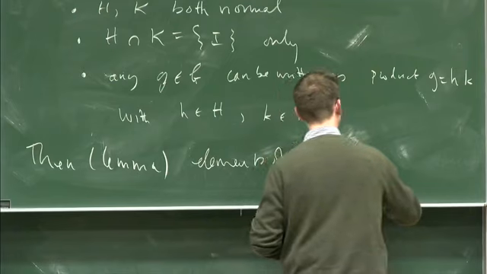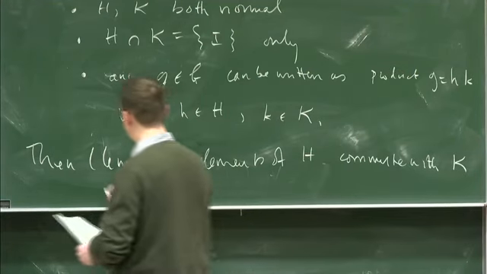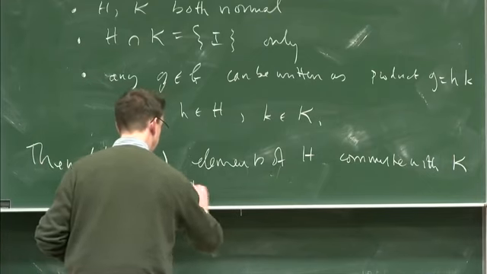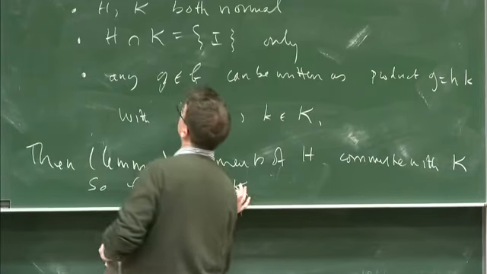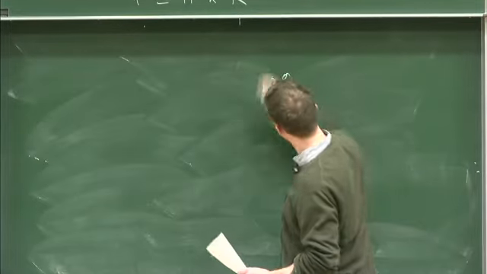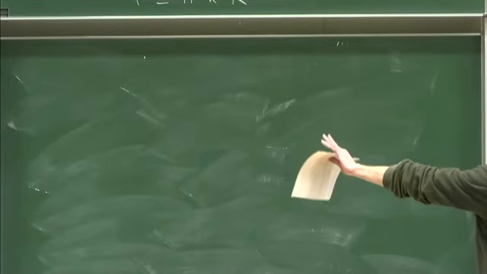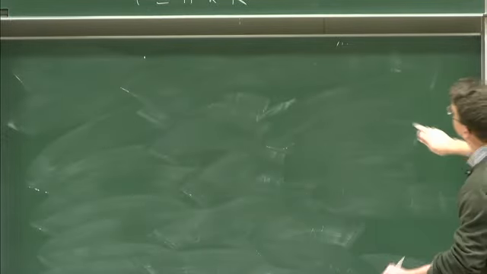Elements of H commute with elements of K and vice versa. So it makes sense to write G is isomorphic to this direct product of H with K. In some sense, if you have a pair of normal subgroups that break all the elements of G up into something in the first normal subgroup composed with something in the second normal subgroup, then that partition works for the whole of G.